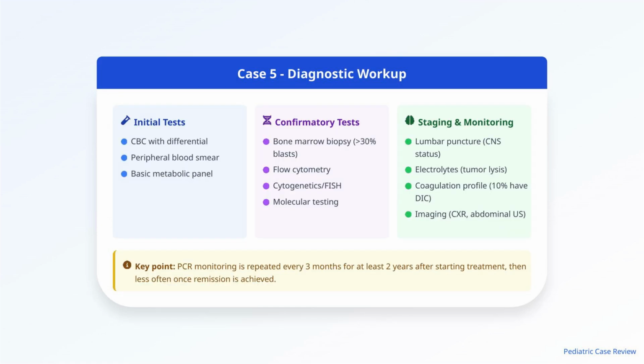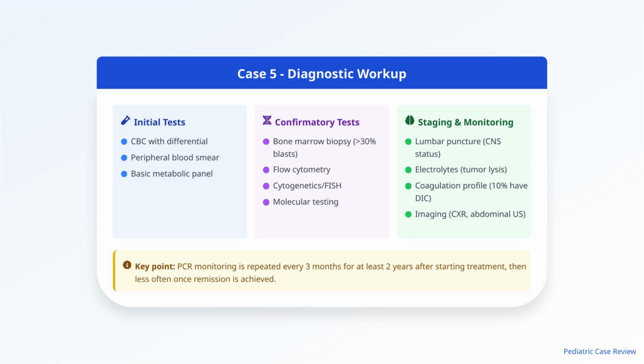Let's review the comprehensive diagnostic workup for a child with suspected leukemia. The initial evaluation typically includes a complete blood count with differential and peripheral blood smear review. The confirmatory test is bone marrow aspiration and biopsy, where finding greater than 30% blast cells is diagnostic of acute leukemia. For proper classification, we perform flow cytometry to identify the cell lineage, along with cytogenetics, FISH analysis, and molecular testing to detect specific genetic abnormalities.